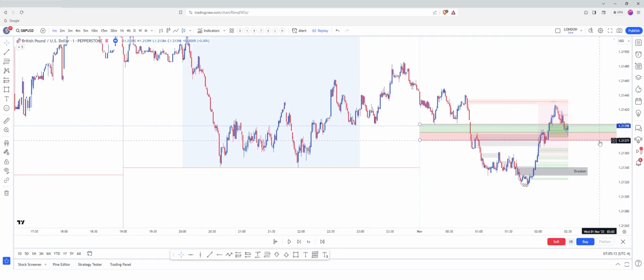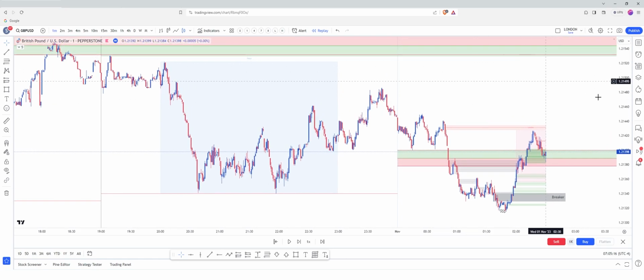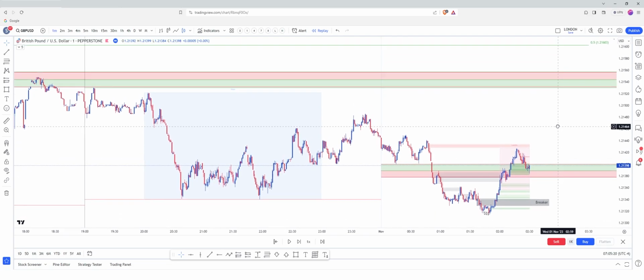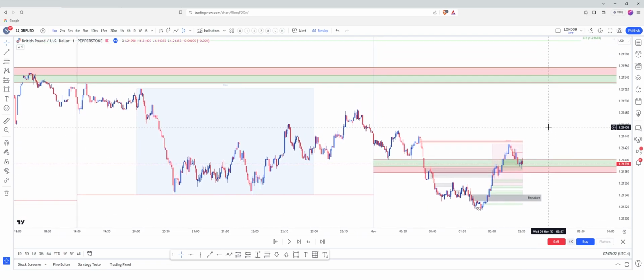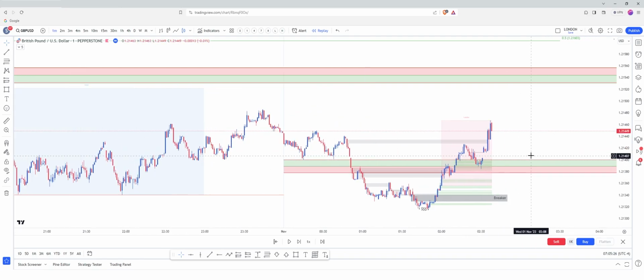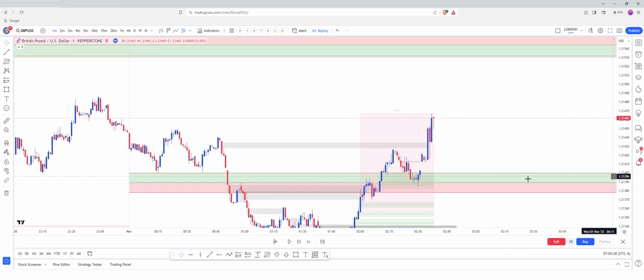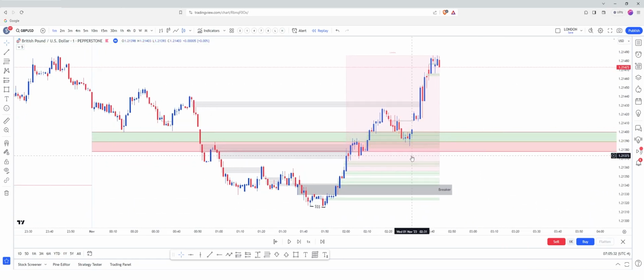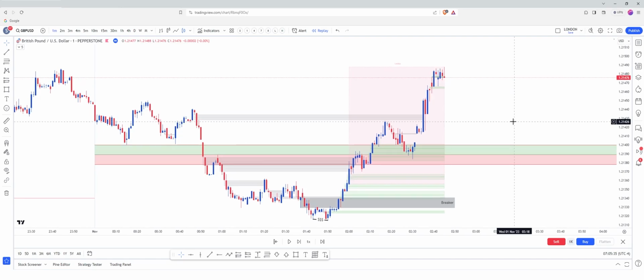Hopefully we can lead to higher prices now, and primarily looking at filling some of these inefficiencies above, getting ourselves into a premium to look for a sell. So I'm not rushing in trying to chase trades long here. We've obviously gapped up, strong aggressive move at the open of the 230 candle.